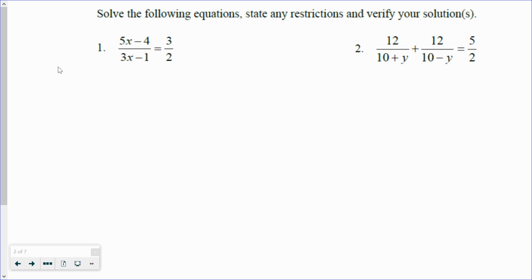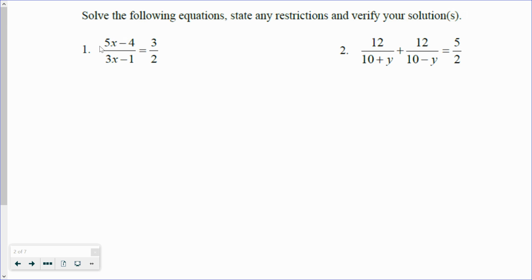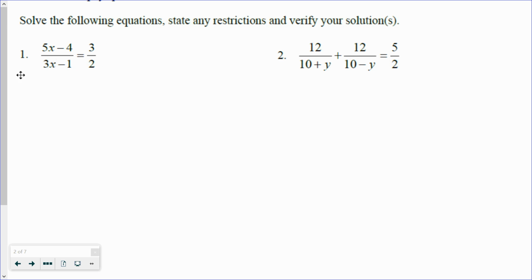Okay, so now, yes, this is the number 2 question. I don't know what this is. Is that on the next page? No, that's garbage. Get it out of here. So this is the number 2 question that you have on page 23 there. So 5x minus 4 over 3x minus 1 equals 3 over 2. So we're looking for the value for x that would make that true.